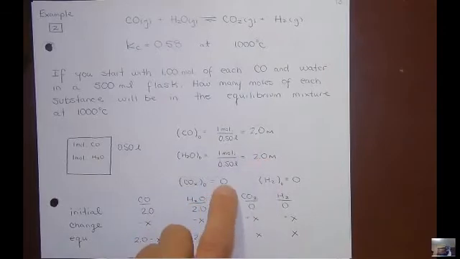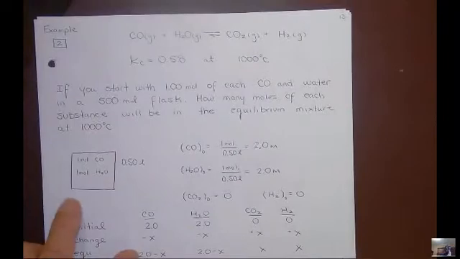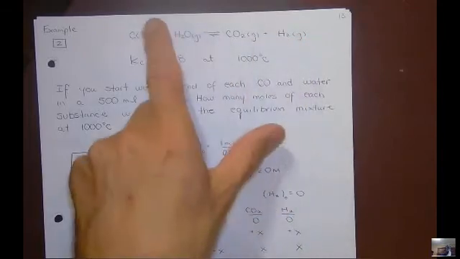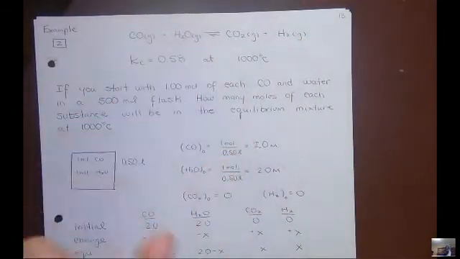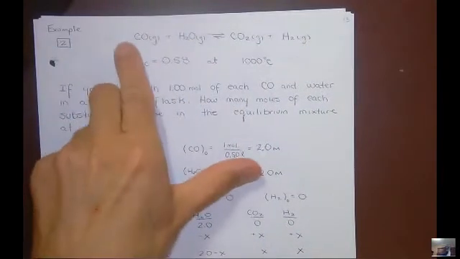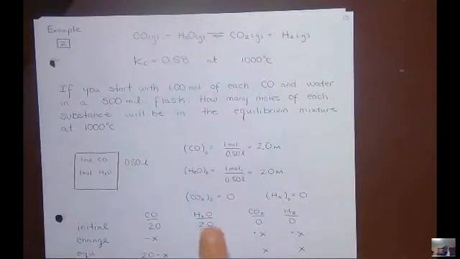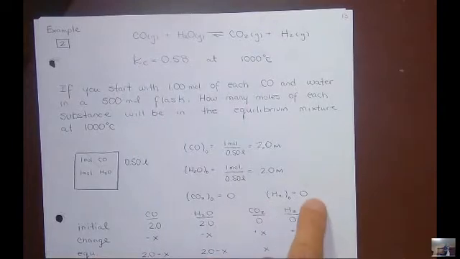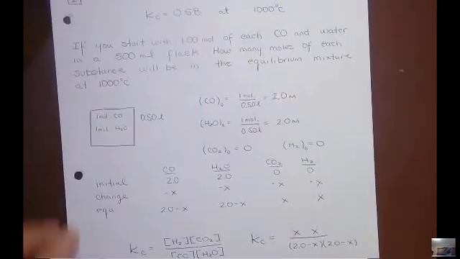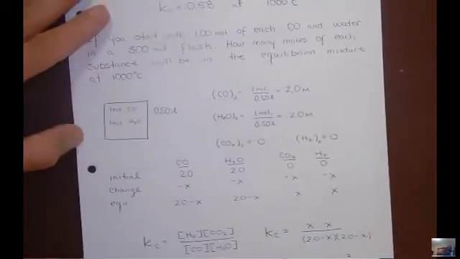How much carbon dioxide do I have at the beginning? None. Not because it can't be there, because the scientists didn't put any in. They just put 1 mole of this and 1 mole of that in my half-liter vessel and let it come to equilibrium from the left. So this guy is 0 and this guy is 0 because they're not up here. All right. I have to do something called an ice table now that you may remember.